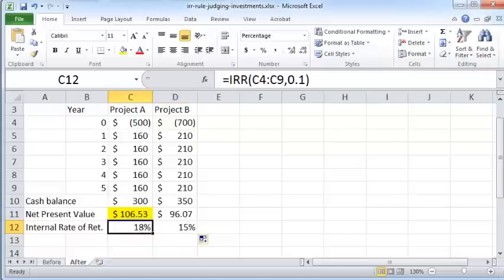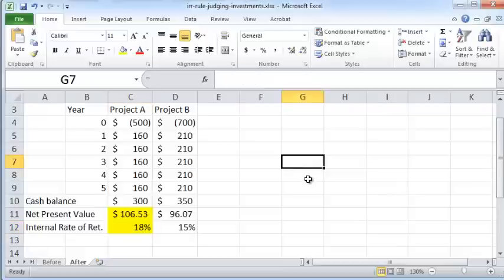So now you can see that the internal rate of return for project A is 18%, and the internal rate of return for project B is 15%, which again means that you choose project A. So that's how you would use the internal rate of return to choose between two projects.